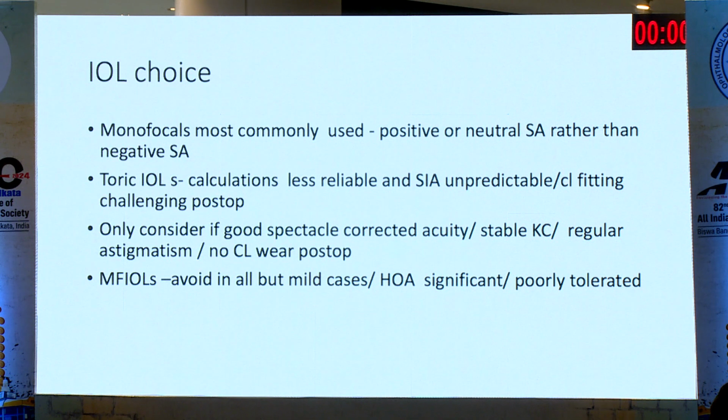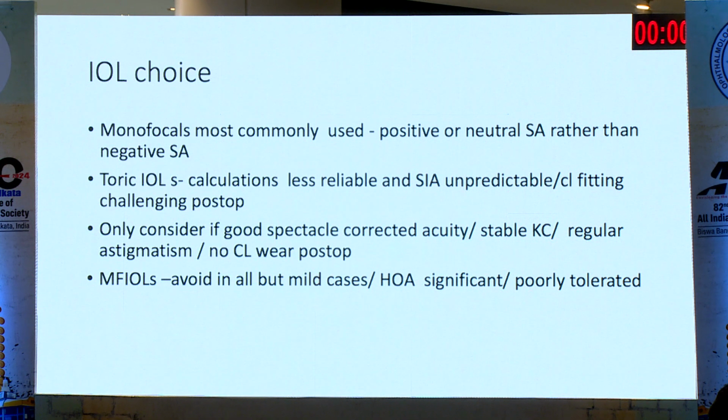Toric IOL calculations are less reliable, but if the condition is stable, then you can go ahead with the toric IOL implantation. The rule of thumb is to see whether the patient is dependent on contact lens wear in his daily life. If the patient is dependent on contact lens wear and is likely to wear the contact lenses after the surgery also, then you cannot go in with a toric intraocular lens, because the contact lens will neutralize the astigmatism on the corneal surface, and that leads to unmasking of the cylinder in the toric IOL. So you will end up with more cylinder, and it is challenging to fit a patient who has undergone a toric IOL implantation in a keratoconus.